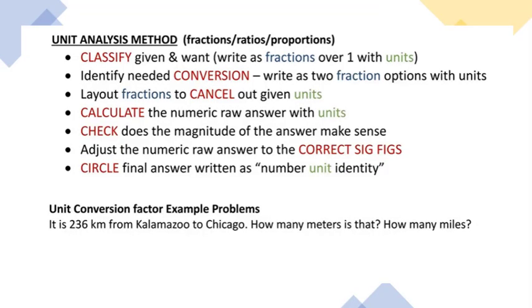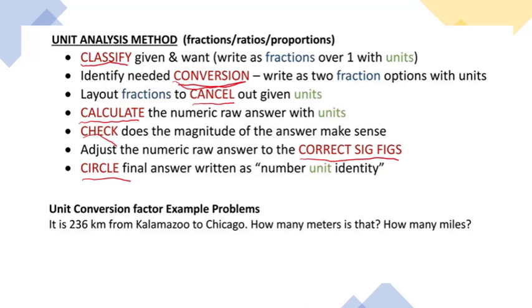So here there are some key steps to follow. Notice in red that for each one of these steps, there is something with a C. We're going to classify what we are given and what we want. We're going to see what conversion needs to be done, what is needed. We're going to cancel out units. We're going to do the calculation. We are going to check our answer. We're going to make sure that we have the correct number of significant figures, and then we will circle our answer.